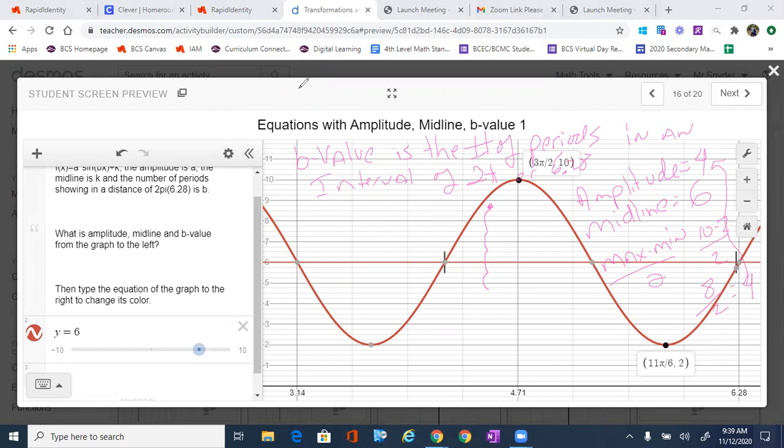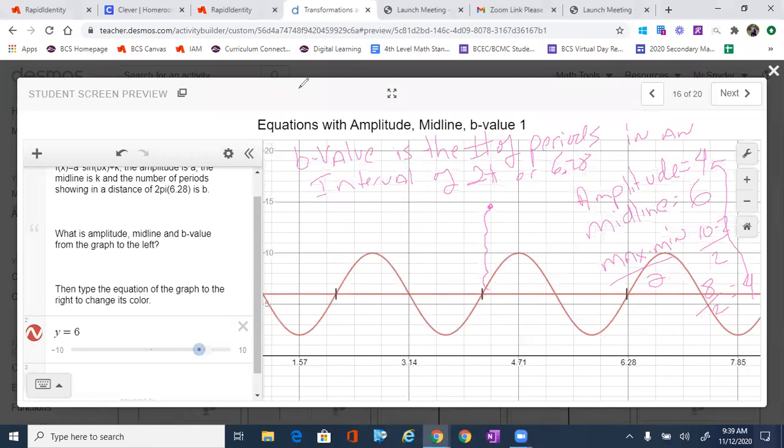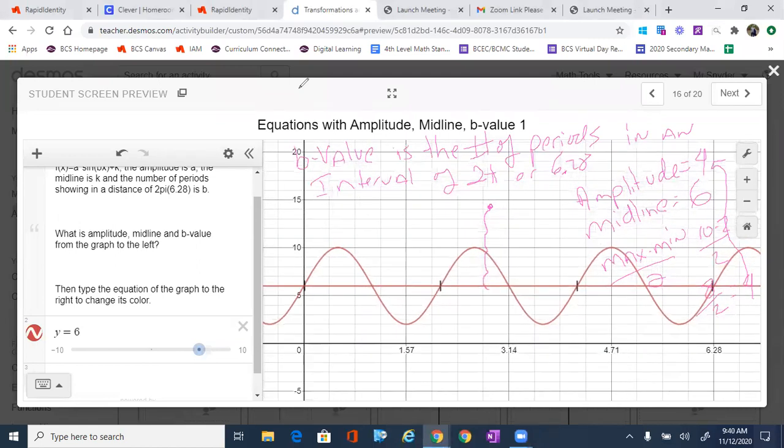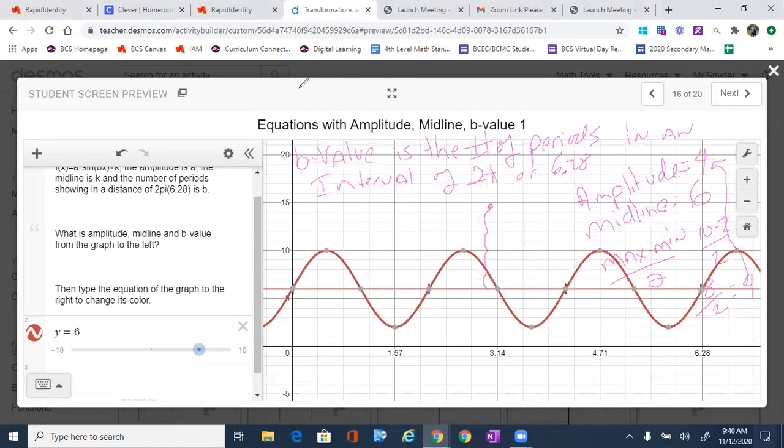Now, the last thing that we need to do once we have the amplitude and the midline is look at these graphs and determine what the b-value is. Remember, the b-value, as we've stated, is the number of periods, or the number of times there's been a full oscillation between 0 and 6.28. So I'm going to trace that out, and I did leave black lines on here to help us out. If I trace this out, watch what happens.